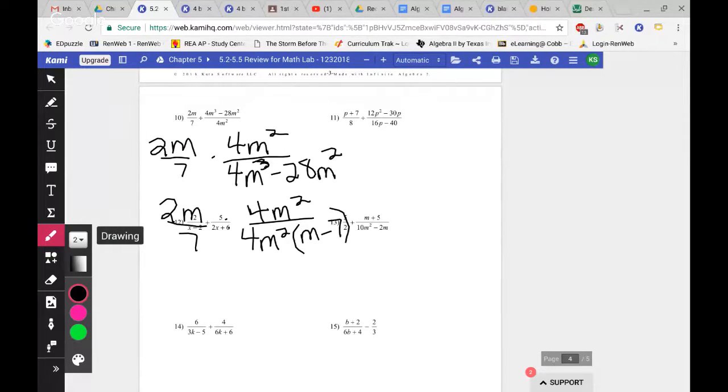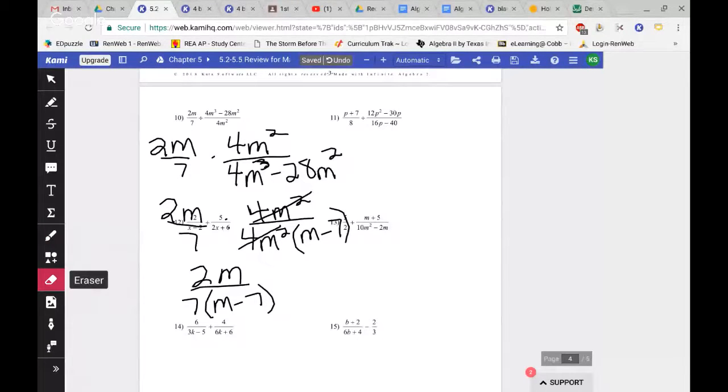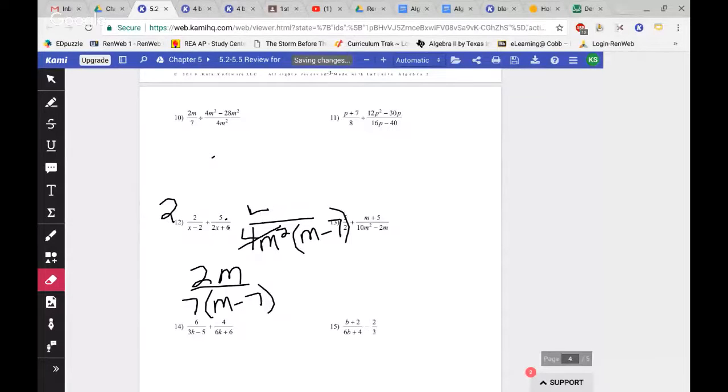So what can be canceled? Good. 4m squared. All right. So then that's going to leave us with 2m on the top, and 7 times m minus 7 on the bottom. And that's your final answer. Okay, number 11. Once again, it's a division, so you want to keep flip change.